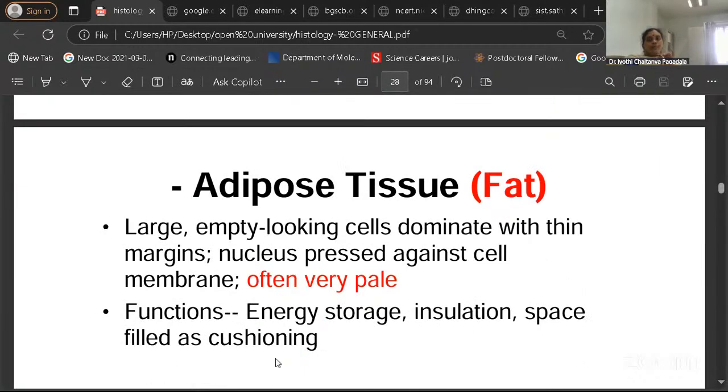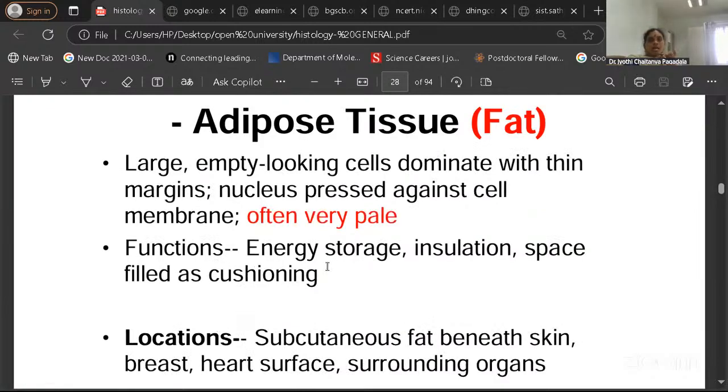When coming to the adipose tissue, that is fat tissue, large, empty-looking cells dominate with thin margins, a nucleus pressed against the cell membrane, often very pale. What is the function of this adipose tissue? Energy storage, insulation, space filled as cushioning.